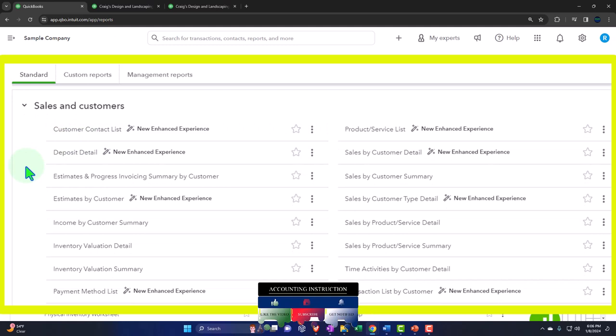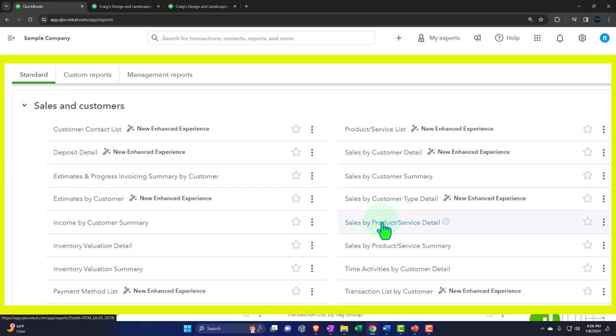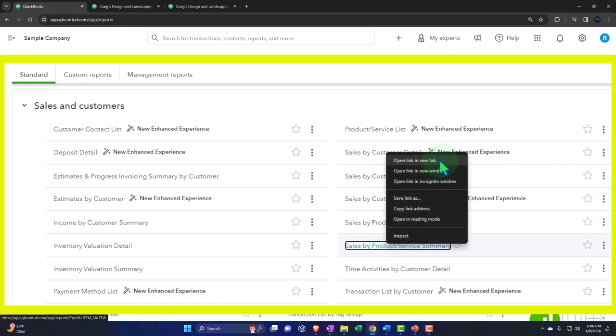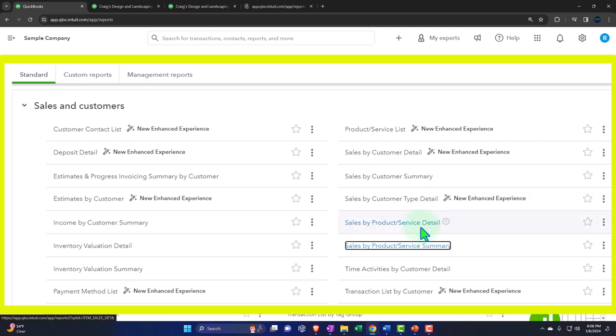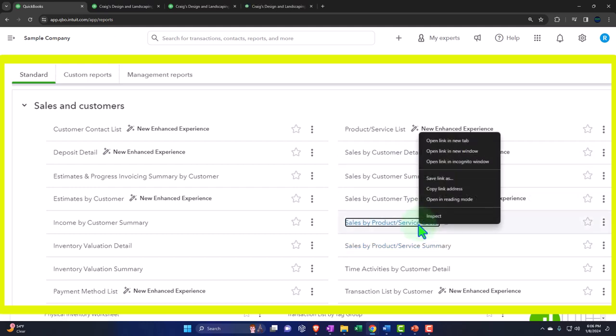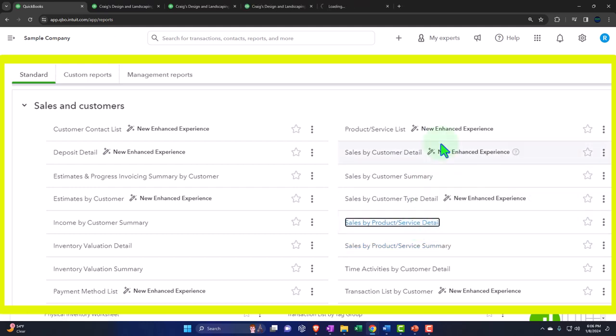So we looked at last time the income by customer and the sales by customer. This time we want to take a look at the sales by product, both the detail and the summary. So let's right click on the summary first, open link in a new tab, and then I'll also right click on the detail at the same time and open the link in a new tab.